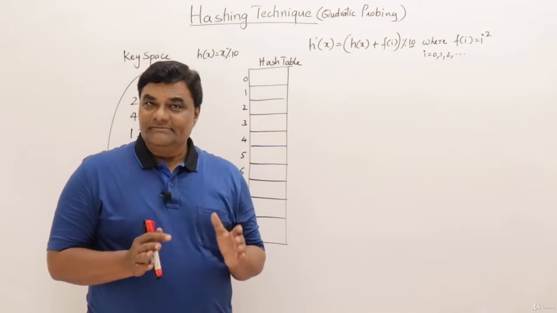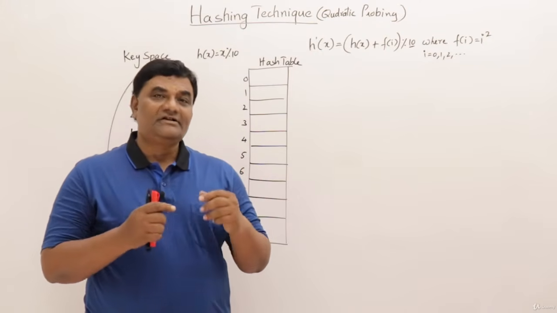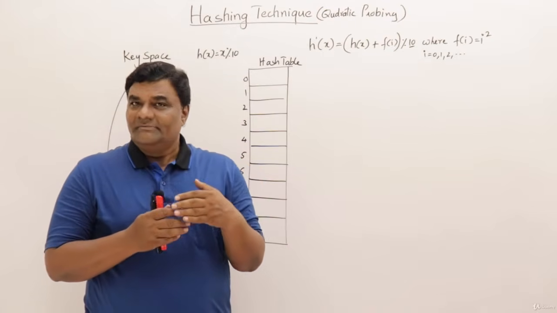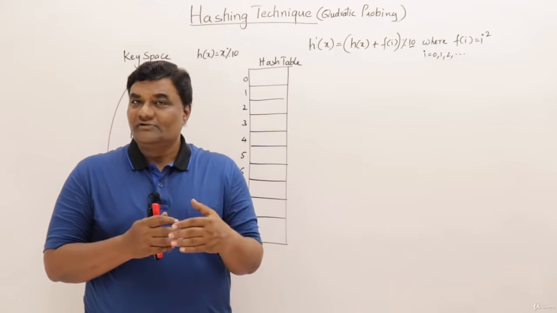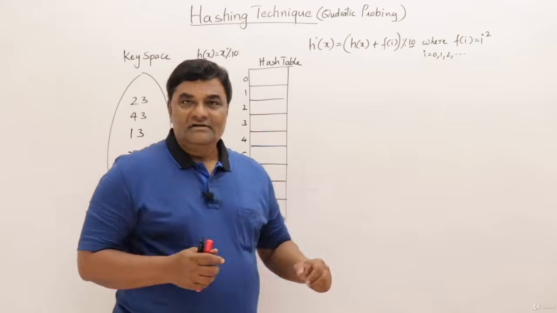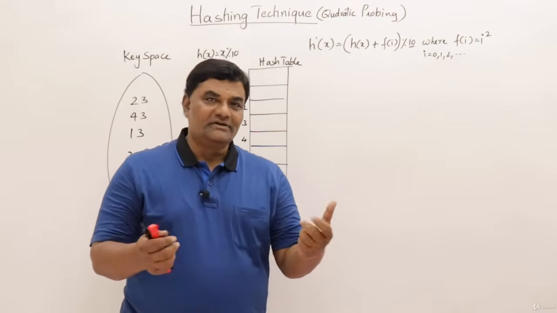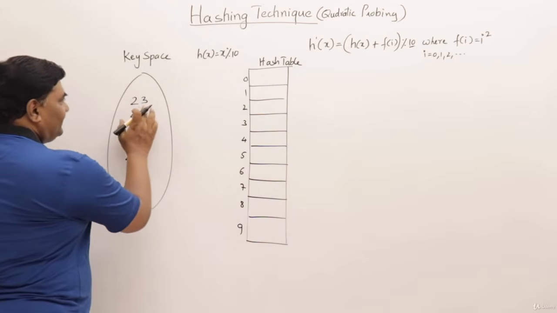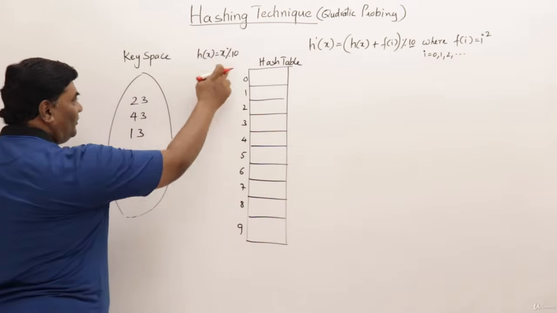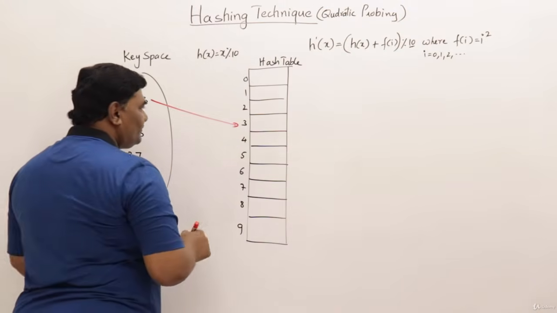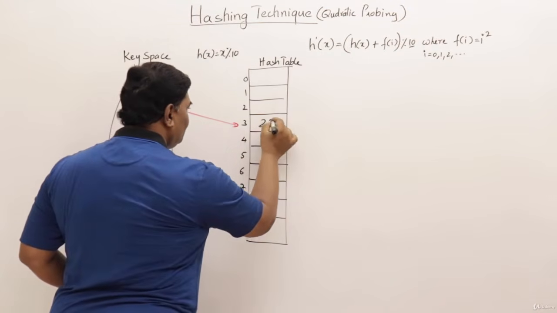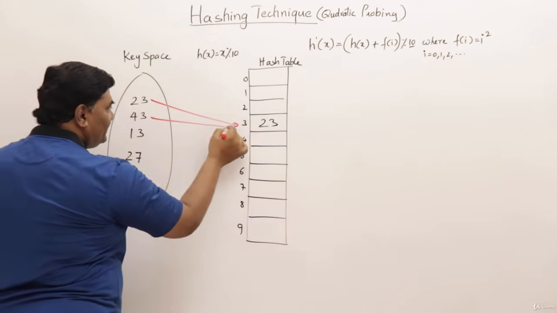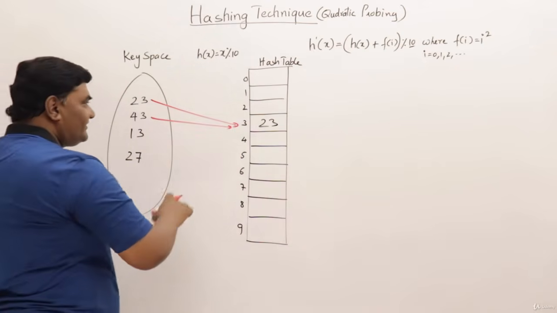It means in linear probing, if there is a collision, we were trying to insert an element at the next free space, but here we will be giving a little gap. We will be storing at a slightly distant place. So how is insertion done? Let us look at this one. See, I have keys here. 23 mod 10 is 3, so 23 is stored here only. Then 43 mod 10 is also mapped here. So there is a collision.